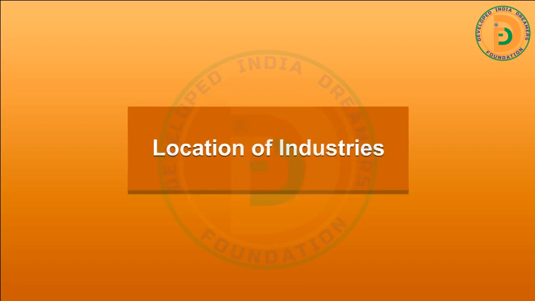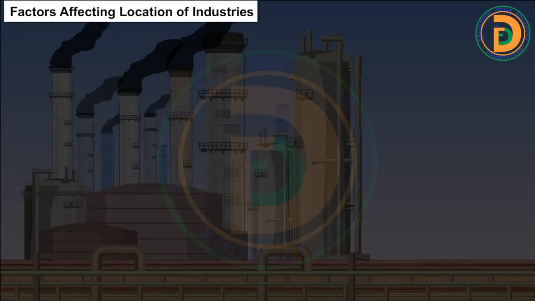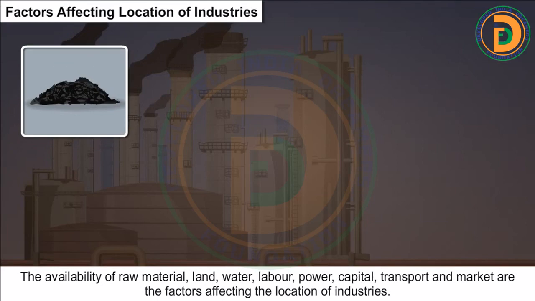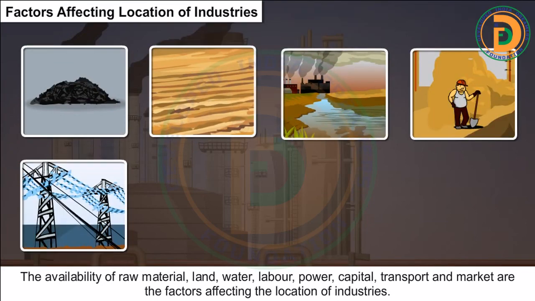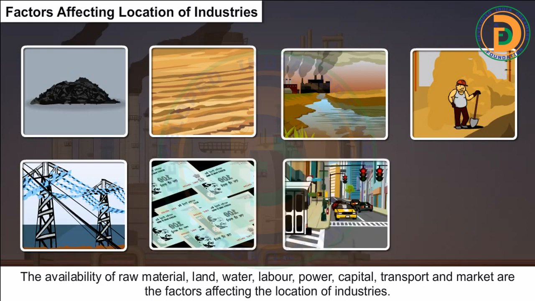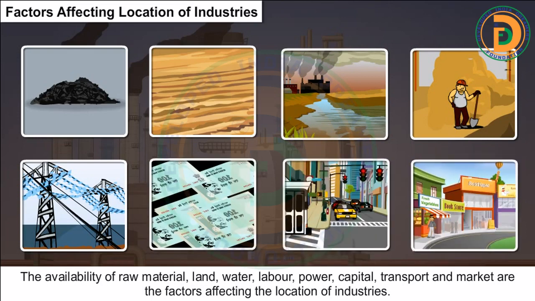Location of industries. Factors affecting location of industries. The availability of raw material, land, water, labor, power, capital, transport, and market are the factors affecting the location of industries.